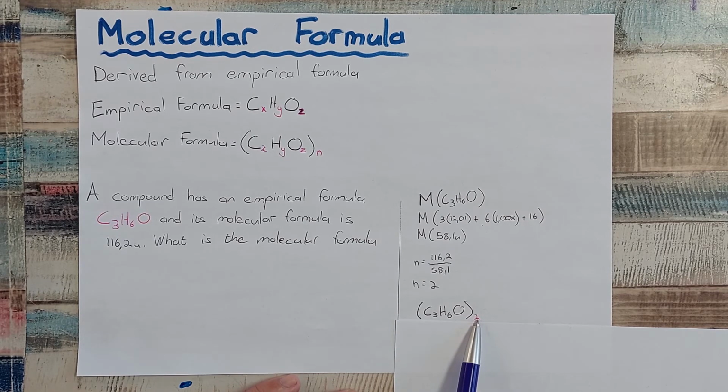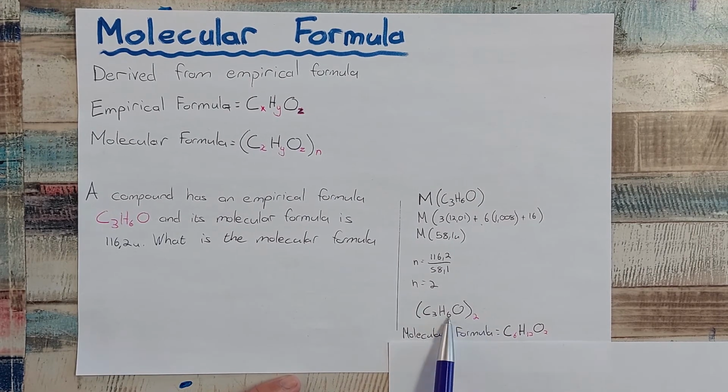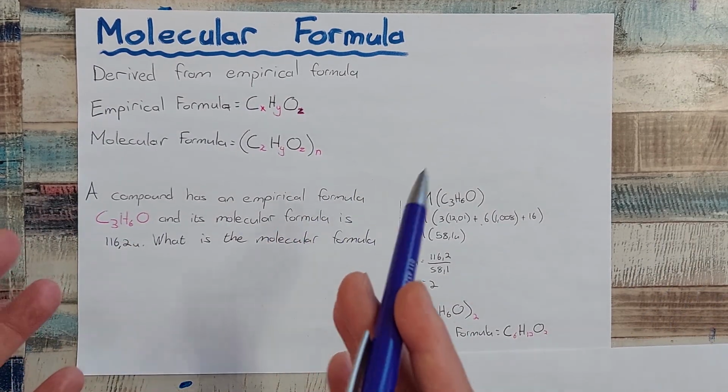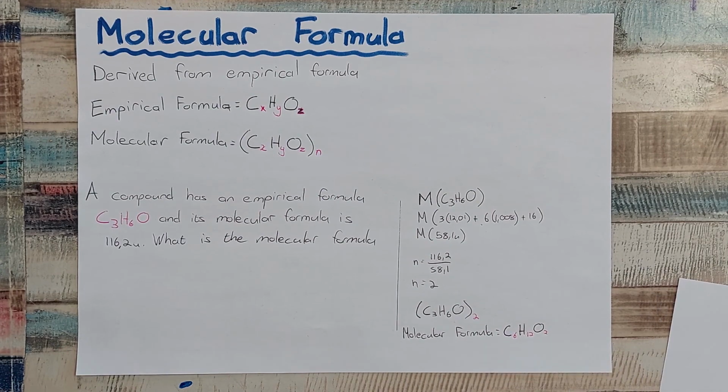With this 2 that I have just solved, it is now going to be multiplied. 2 times 3 is C6. 2 times 6 is going to be H12. And 2 times 1 is going to be O2. And that is it. Molecular formula derived from your empirical formula so that you can solve for your molecular formula. That is it. Thank you very much.